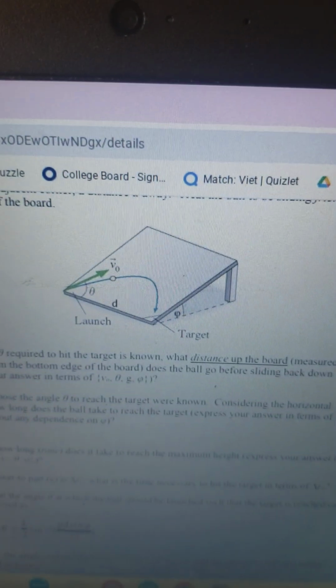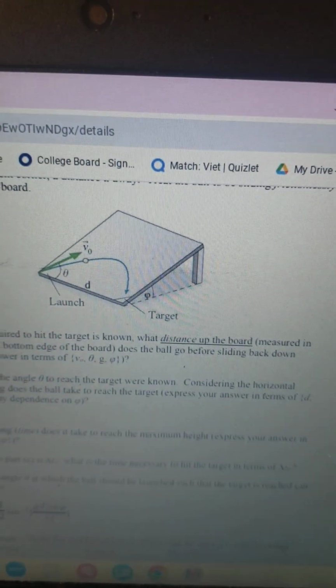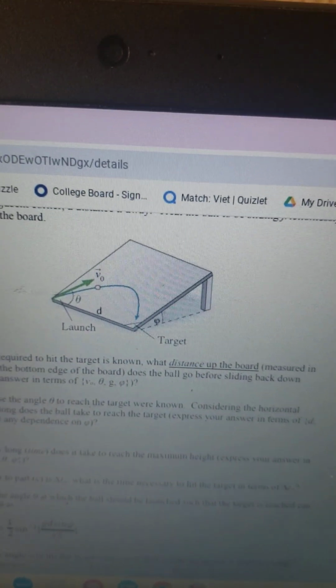So, part A, we need to find the distance of the board. According to this diagram, that's really just asking for H max, or to derive it. So, this is the H max formula.